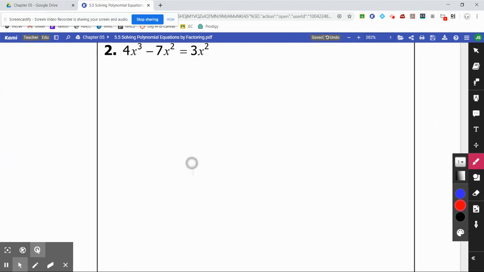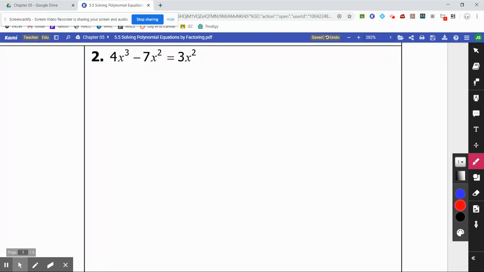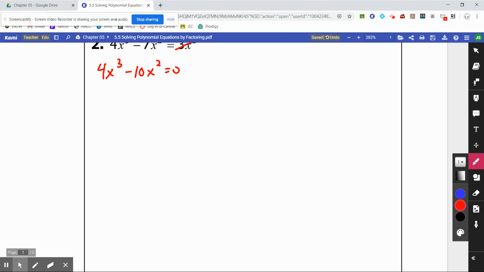Number 2, we're going to move everything to the same side. 4x to the third has no like terms. When you subtract 3x squared, that turns this into negative 10x squared. We are now going to factor. There is a 2 in common, and they both have 2 x's. That's the lowest power of x. 2x squared times a 2 and an x gives you this term, and a minus 5 gives you this term.